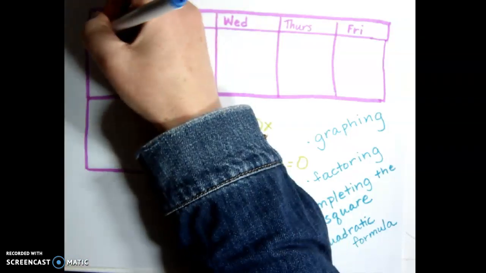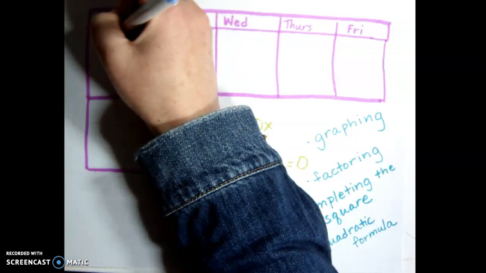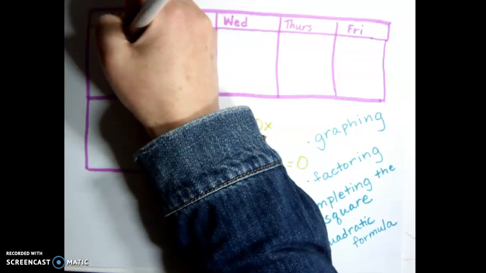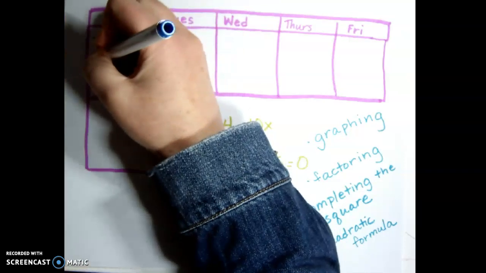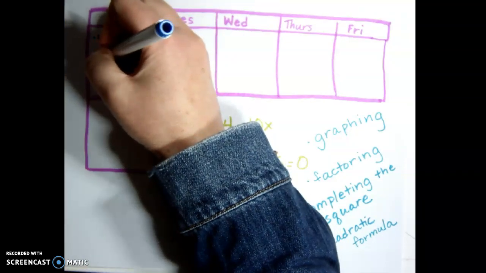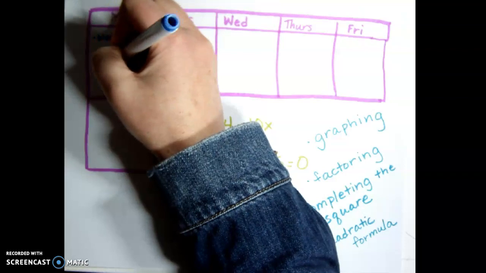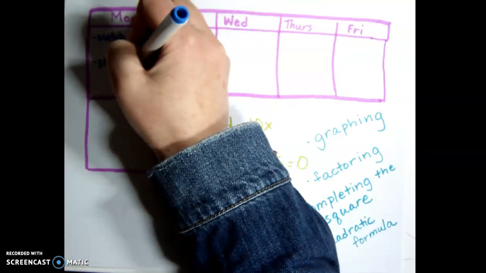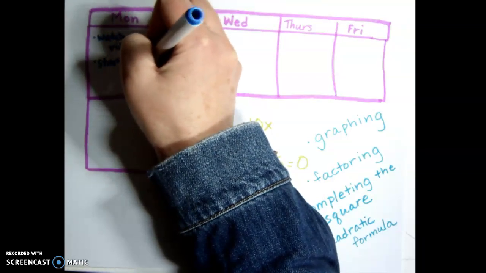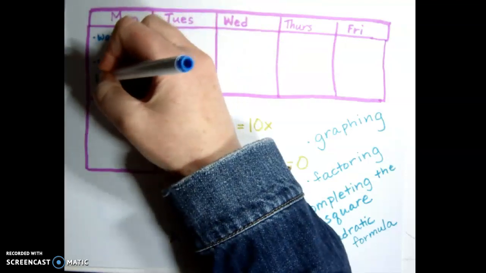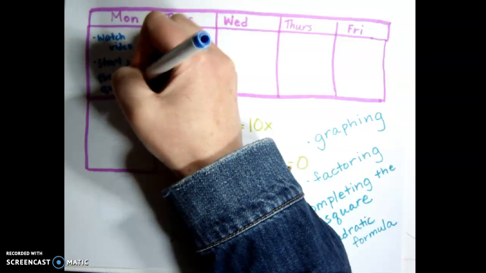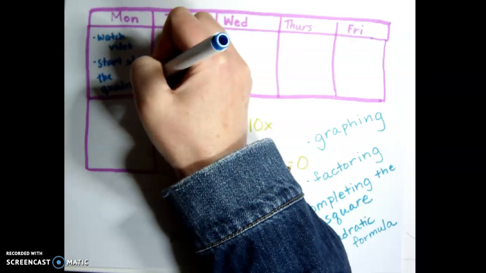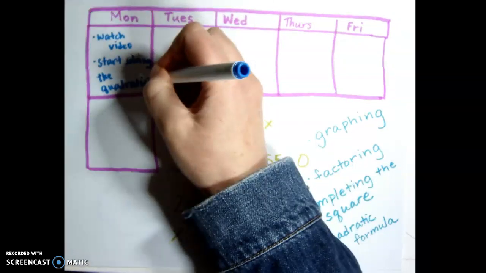Today is Monday. I definitely recommend that you watch this video. I would also recommend that you start solving those quadratics. Try all 4 quadratics. Try each of the methods. See which methods work best for which quadratics. You need to have one of each method, so go for it.